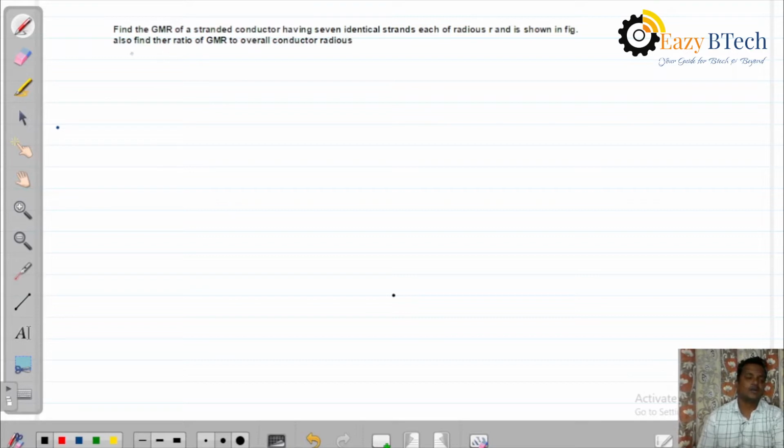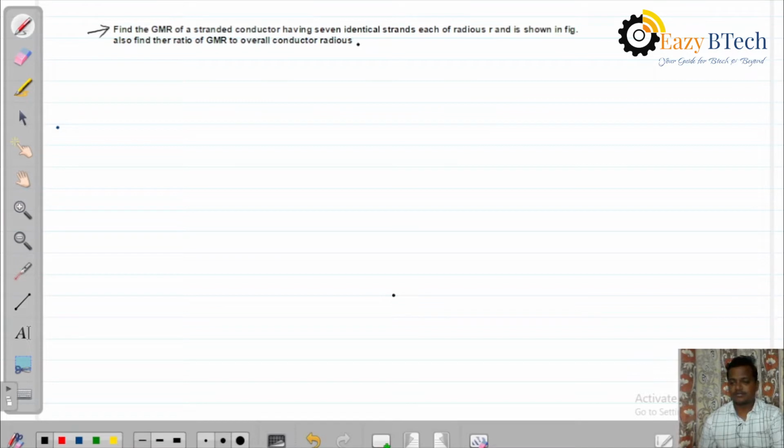Today we'll learn about the problems on how to calculate GMR for a larger number of conductors. Let us see the question here. Find the GMR of a standard conductor having 7 identical strands, each of radius small r, as shown in the figure. Also find the ratio of GMR to overall conductor radius.